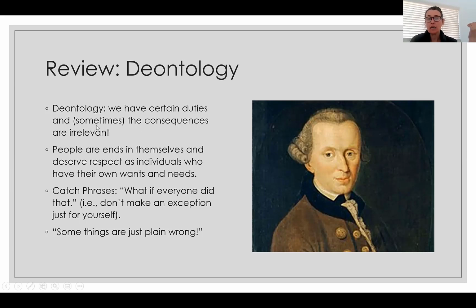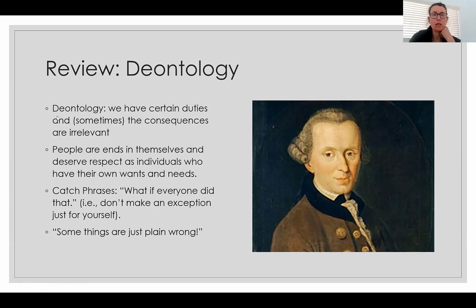And sometimes, I have this in parentheses, the consequences are irrelevant. So for Kant, the consequences were always irrelevant. You had to do your duty for the sake of duty, and screw the consequences. You have to do what's right no matter what. Okay, modern day deontologists say, well, we really do need to take consequences into consideration. You can't completely ignore all the consequences.